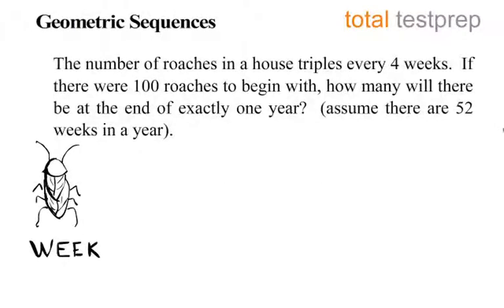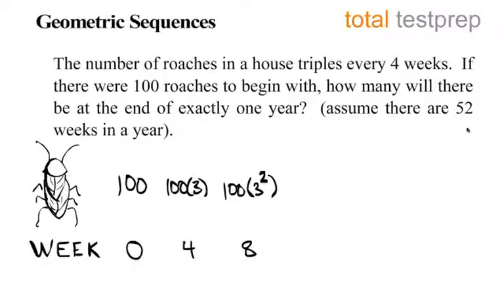What we'll do is we'll make a chart for roaches and weeks. So at the beginning, in week 0, before we start counting, there are 100 roaches. Now, we know that the number of roaches in a house triples every 4 weeks. So after 4 weeks is going to be 100 times 3 roaches. After 8 weeks, so another 4 weeks later, is going to be 100 times 3 squared.